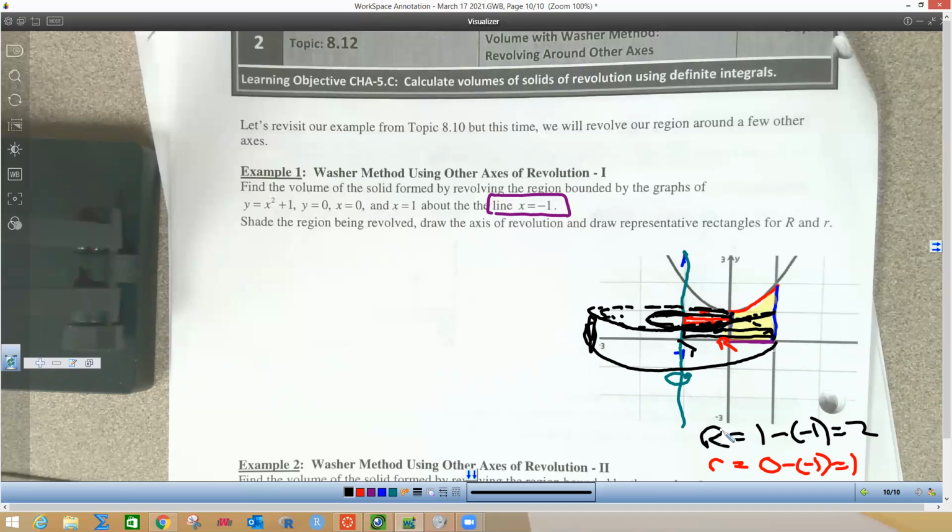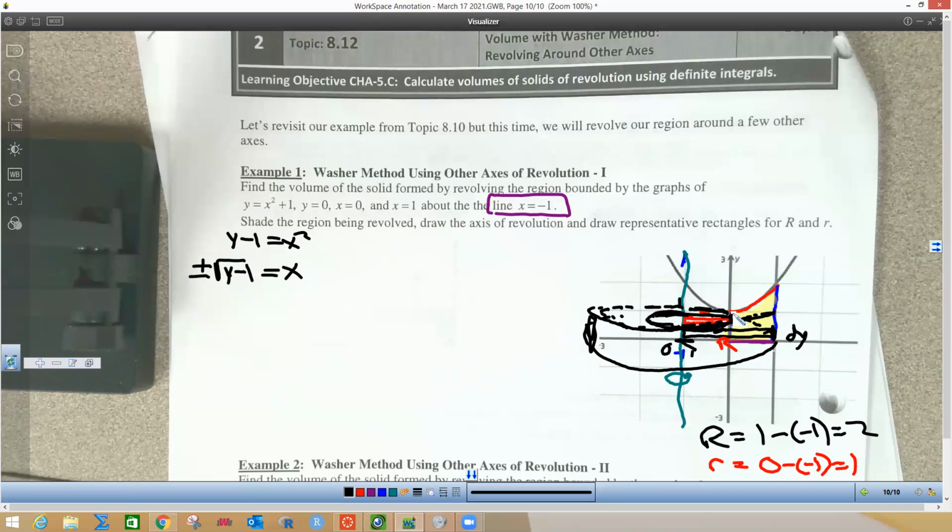Okay, so this is only going to go from 0 to 1 because this y value is 0. This is 1. Because when we rotate something around a vertical line, that makes our rectangles dy, because the change of our rectangle is the y value going up. So we need to solve everything in terms of y. So if I take this, I'm going to subtract 1 from both sides, and then I'm going to square root this. So it looks like x will be plus or minus the square root of y minus 1.